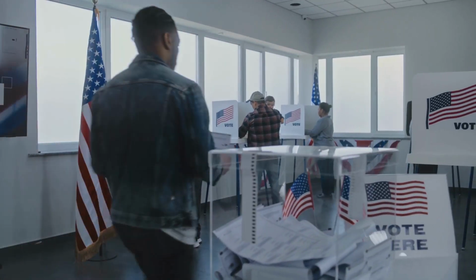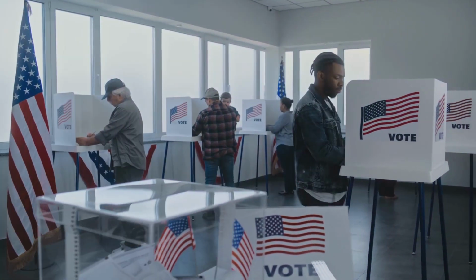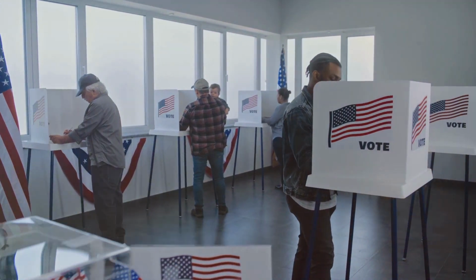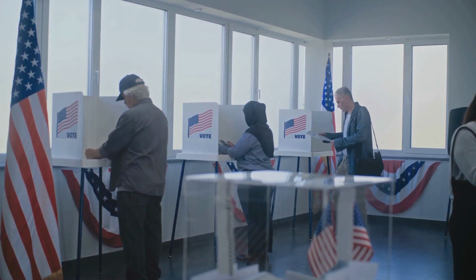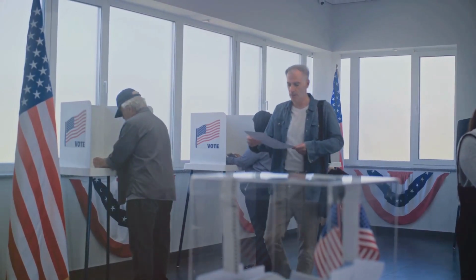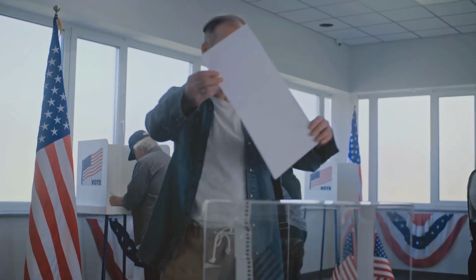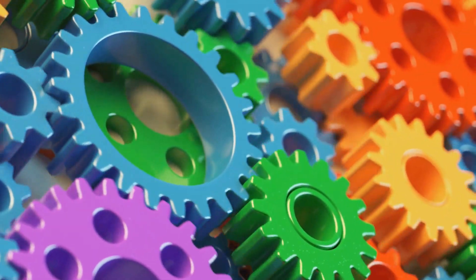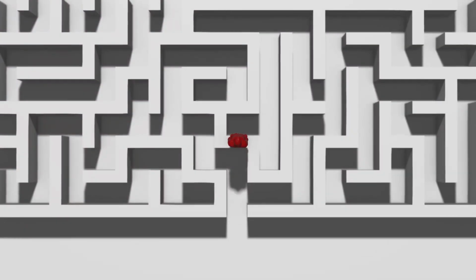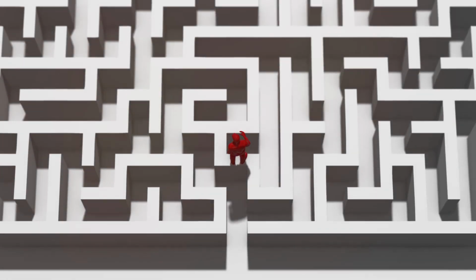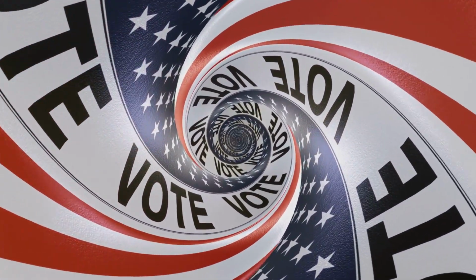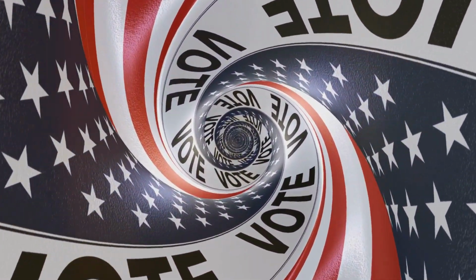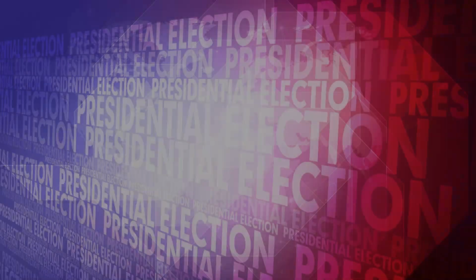Here's an interesting fact. The candidate who wins the popular vote can still lose the election due to the Electoral College system. Each state is assigned a certain number of electoral votes based on its representation in Congress, the number of senators and representatives. So let's dive deeper into the mechanics of the Electoral College. Stay tuned as we unravel the complexities of this unique system. By the end of this video, you'll have a clearer understanding of how your vote impacts the presidential election.